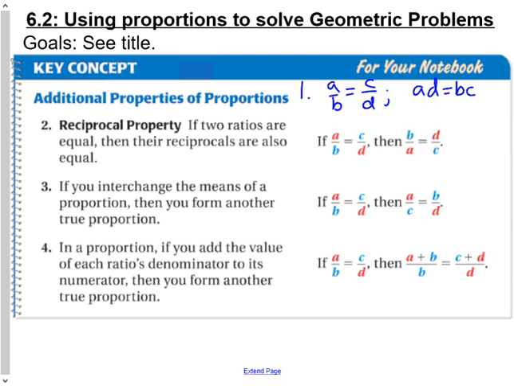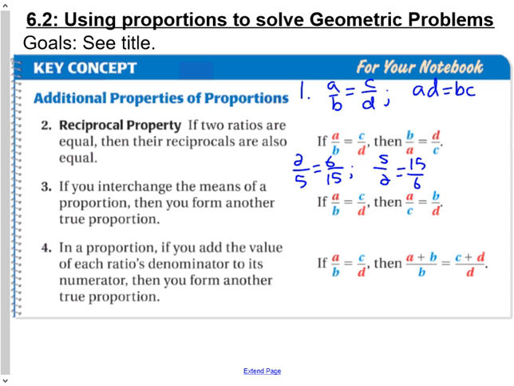Talking through them, the reciprocal property: if two ratios are equal, then their reciprocals are also equal. Just think about it with real numbers if you're not sure. 2 over 5 equals, let's say multiplied by 3, we get 6 over 15. Is that true if 5 over 2 equals 15 over 6? Yep, that's true. It makes sense. That's not proving it, but just showing you in an example.